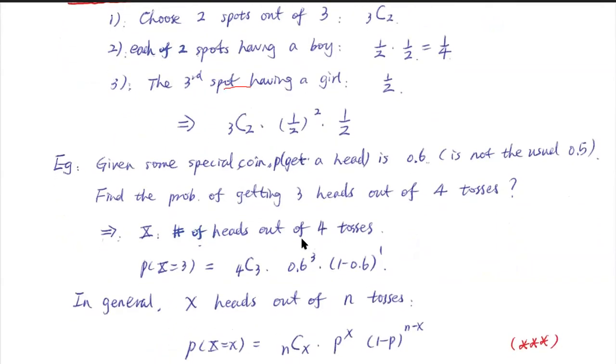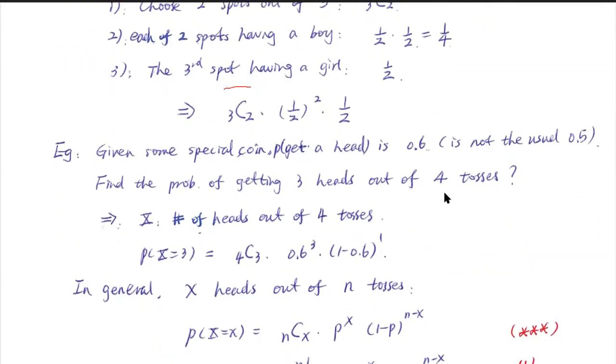Given some special coin, very special in terms of probability: the probability of getting head is 60%, the probability of tail is 40%, right? So they're asking, find out the probability of getting 3 heads out of 4 tosses. So what does that mean? That means we are going to toss the coin 4 times. 1, 2, 3, 4, like that, right?